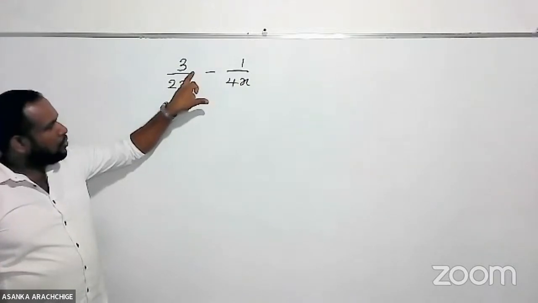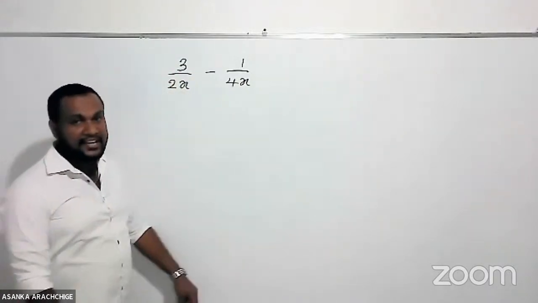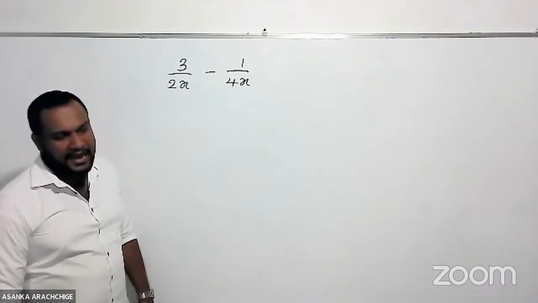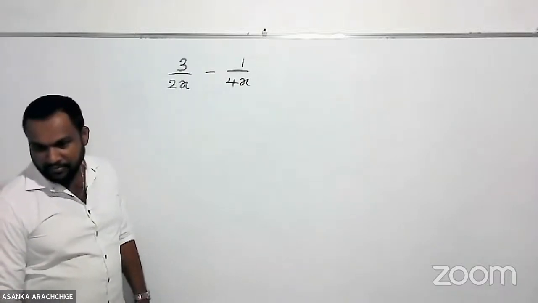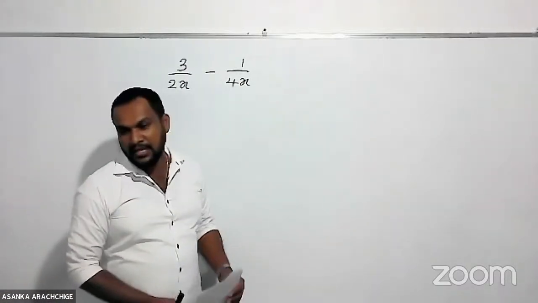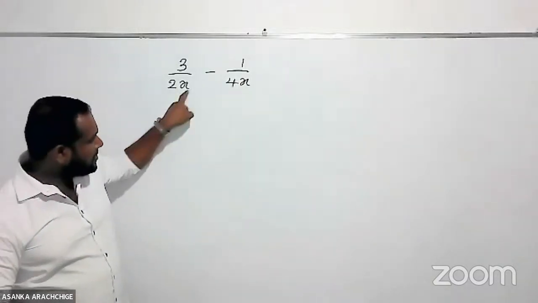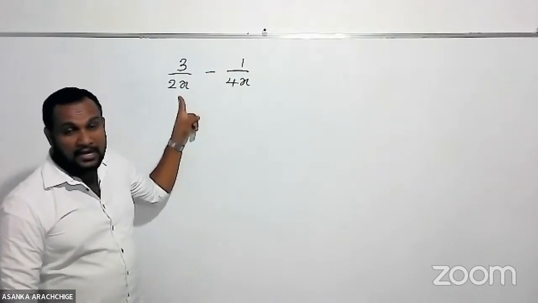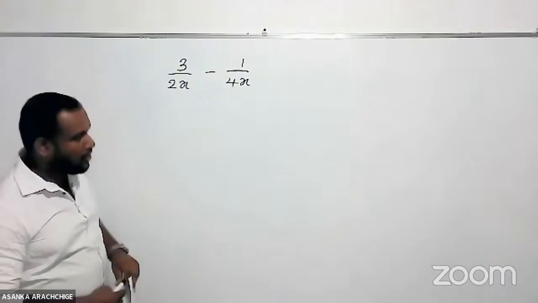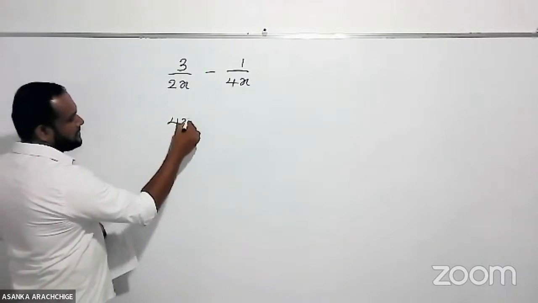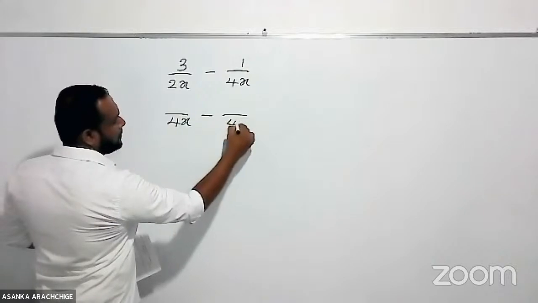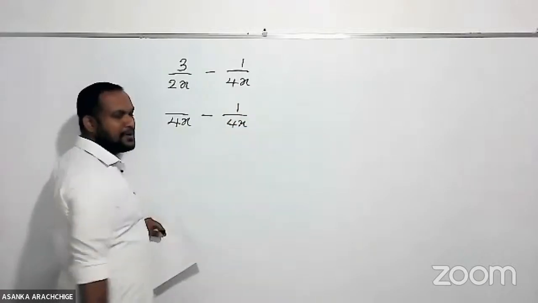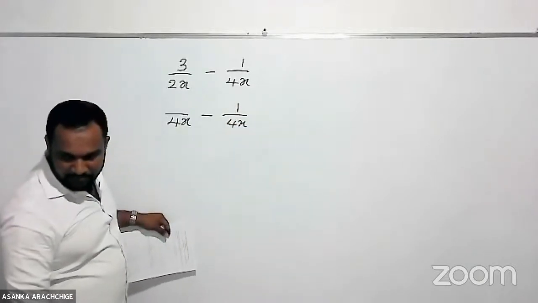Tell me what is the condition that should be satisfied by two fractions when they are going to be added or subtracted? The denominators must be equal. Are the denominators equal here? No. So what is the least common multiple of these two? The LCM? 4x. 4x is the least common multiple. Look, 4x, 4x, no difference. Therefore, no difference in the numerator as well.